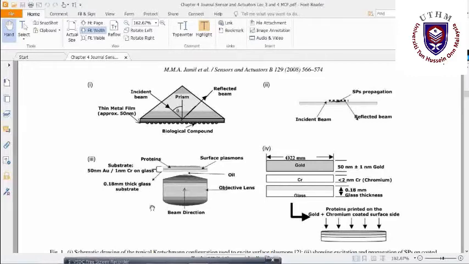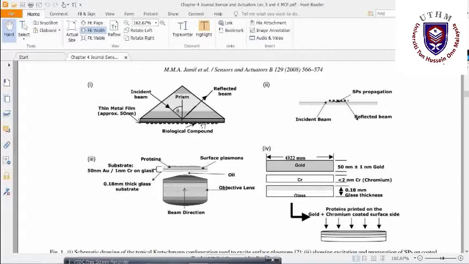Below is the comparison of the systems, where we have the objective lens and the glass cover slip. So what is the difference from the Kretschmann configuration? The standard one is this prism, right?